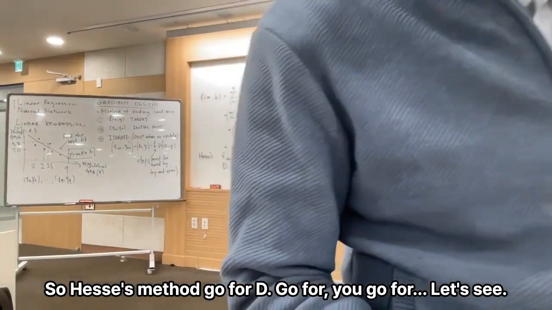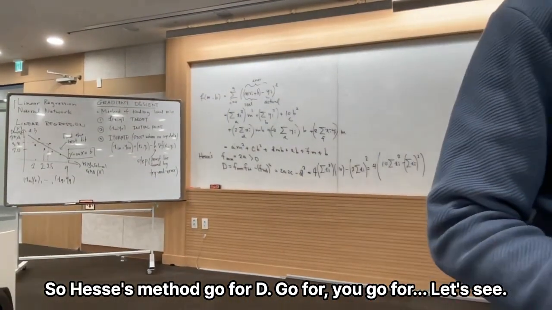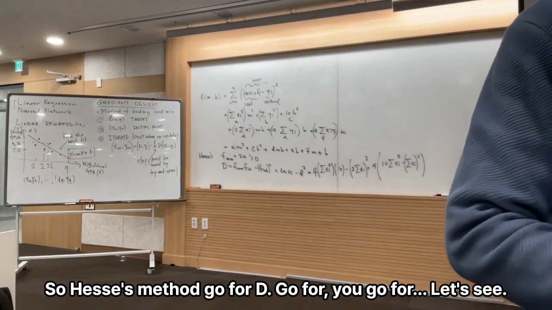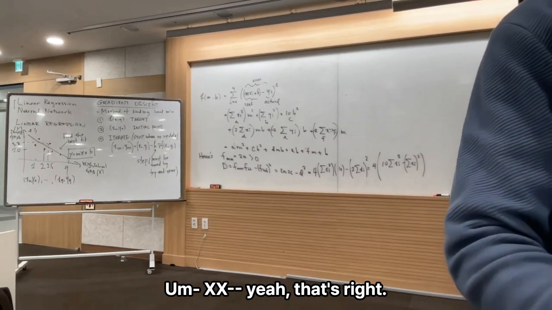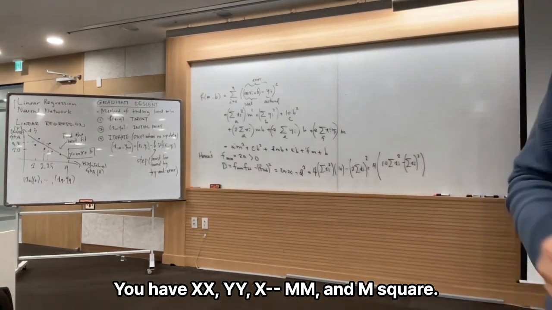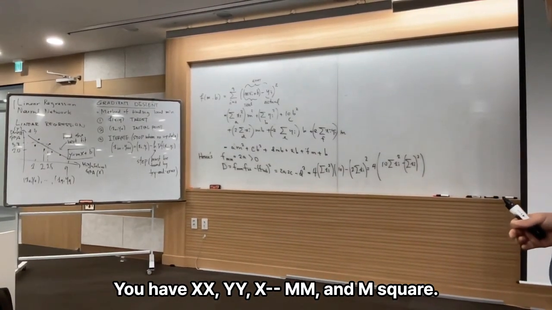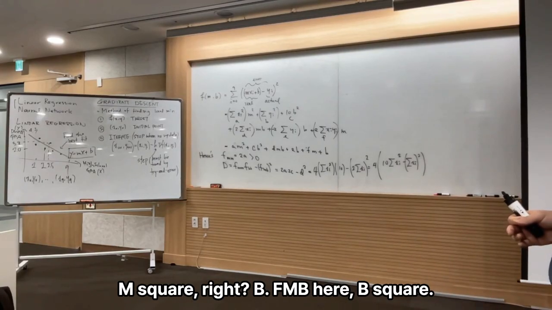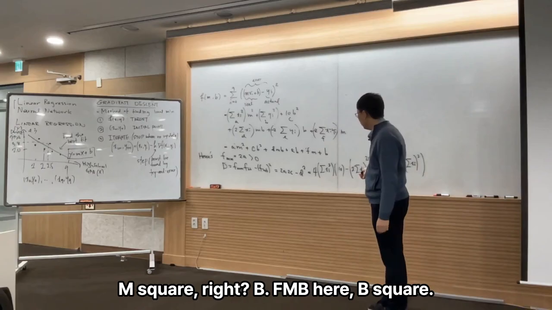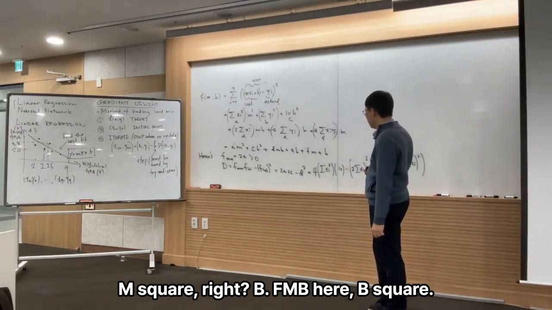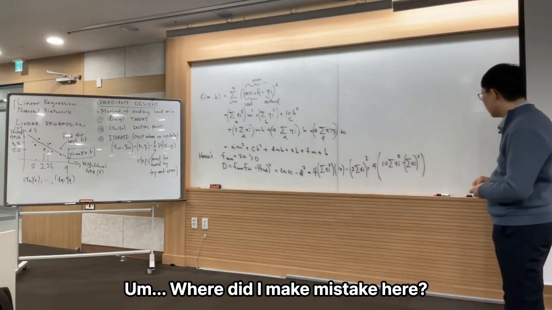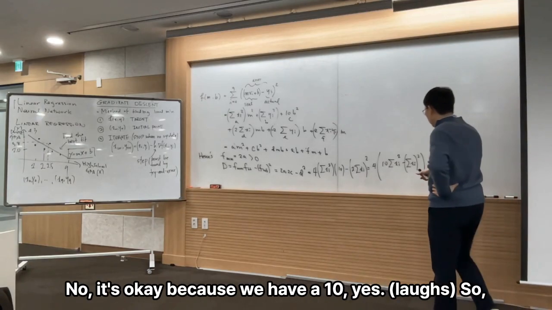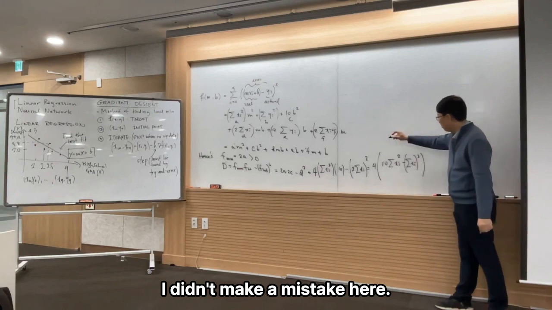So Hess's method, go for D. You go for, let's see, XX. Yeah, that's right. You have XX, YY, XM, and M square, right? B, FMB here, B square. Where did I make a mistake here? It's 10. Oh no, I didn't make a mistake. Oh, it's okay. So we have a 10. Yes. So I didn't make a mistake here.